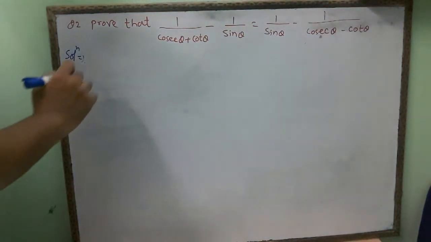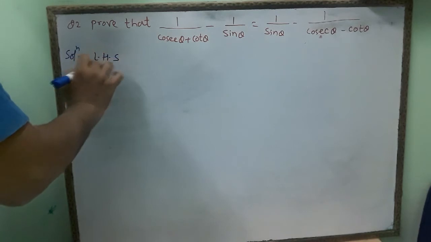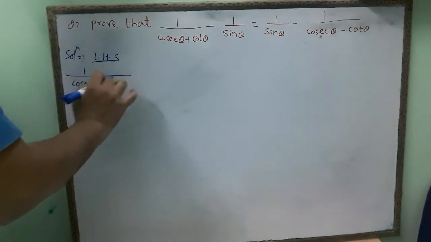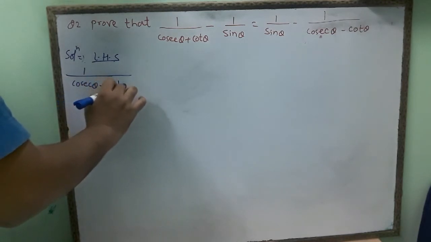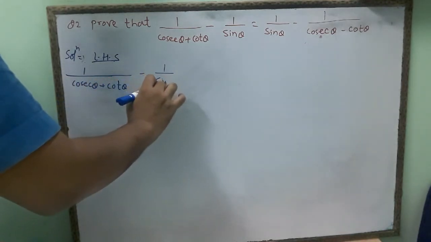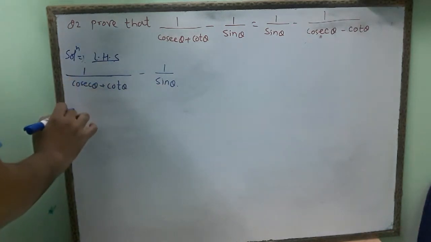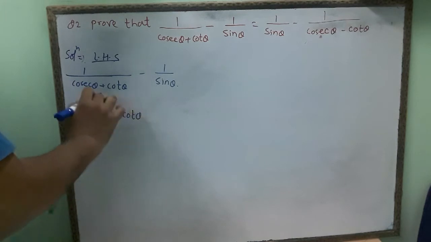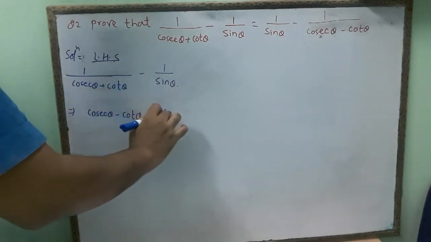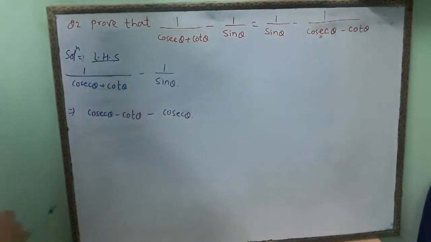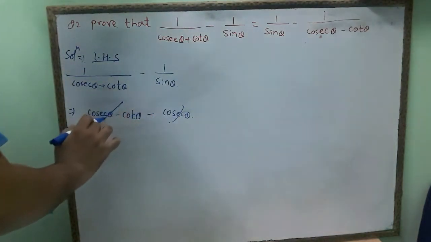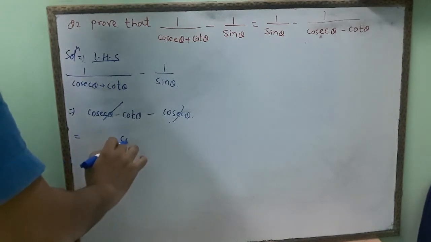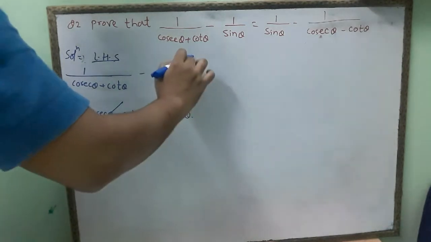First I will write the LHS: 1 by cosec theta plus cot theta minus 1 by sin theta. So for this we will write cosec theta minus cot theta, as we know that 1 by sin theta will be cosec theta. Now cosec theta will be removed, so it will be minus cot theta.